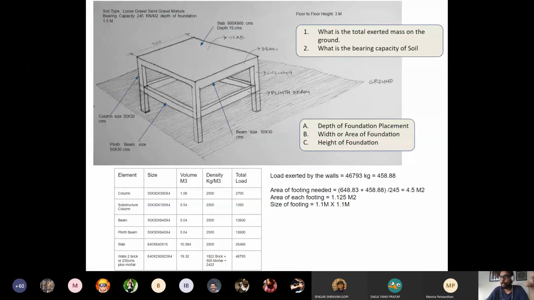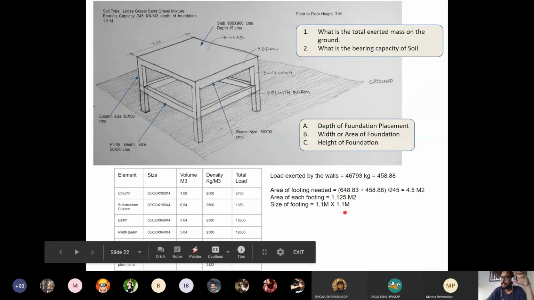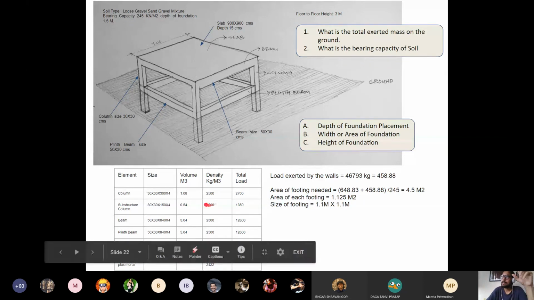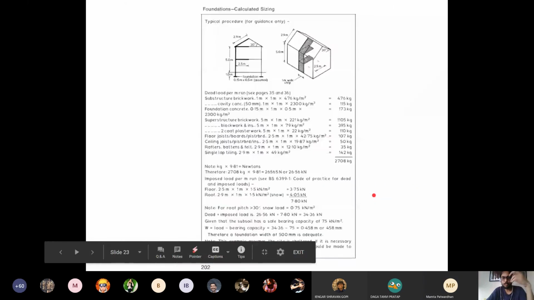So I have shown you one of the ways in which you can start to calculate the total loads. In case of RCC construction, it is relatively easier. If you look at the textbooks that we have put, there are several densities of several elements that are already given for you.